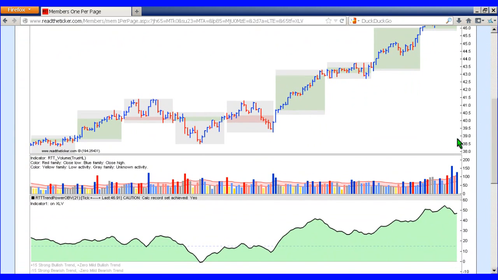Now here we have a very strong chart with the trend power OBV and the volume bars. I should mention, when you have a dark blue bar, that's when you have price action closing on the high. When you have a dark red bar, that means price action closing near the low, give or take 20%. If the close is in the top 20% of the bar and the bar is above the average, it's dark blue. If it closes in the lower 20% of the bar and the red bar is above the average, it's dark red.